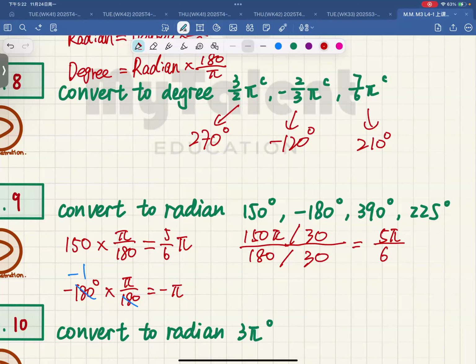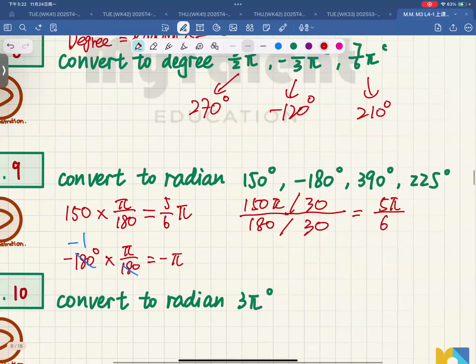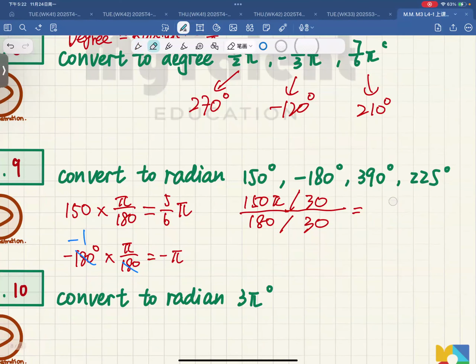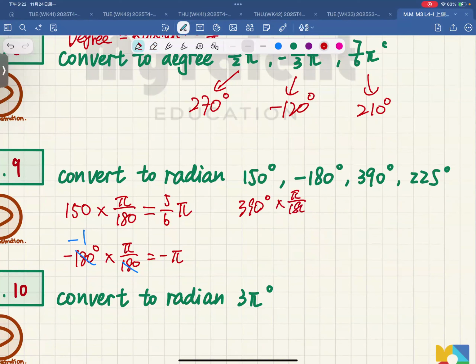Yes, you need practice. All right, I want to rub it off, otherwise I'm running out of space. So 390 degrees times pi over 180 is equal to 13 over 6 pi. Okay, 225 degrees times pi over 180 is equal to 5 over 4 pi.